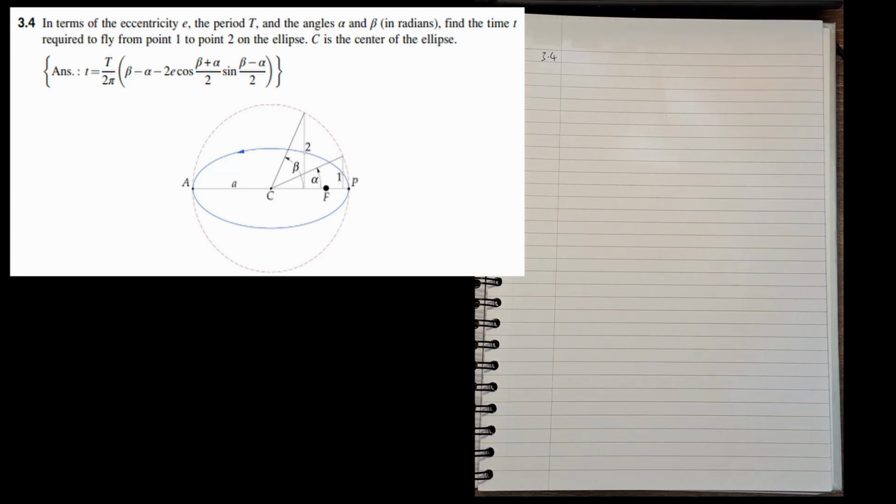Problem 3.4 states that in terms of the eccentricity E, the period T, and the angles theta and beta in radians, find the time t required to fly from point 1 to point 2 on the ellipse. C is the center of the ellipse. Now this looks like a really difficult question, but it's actually really trivial.